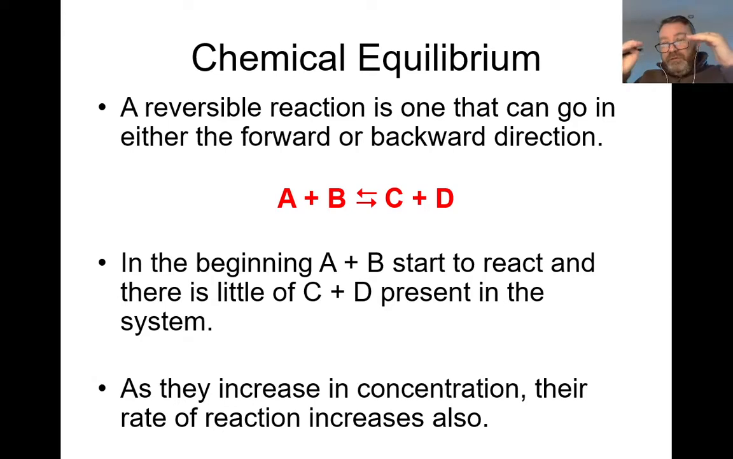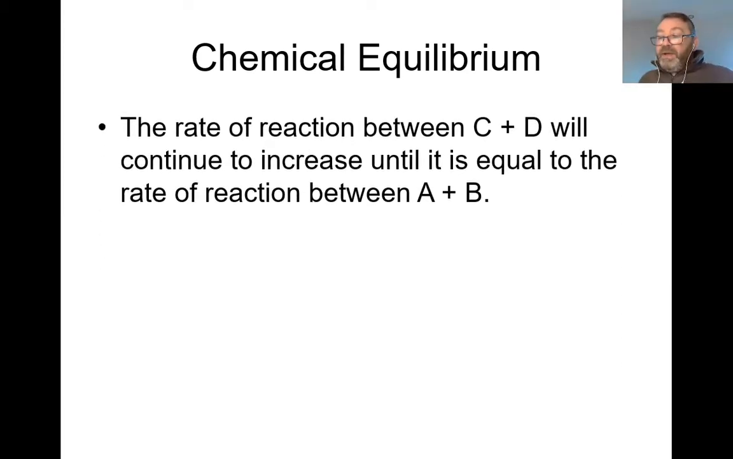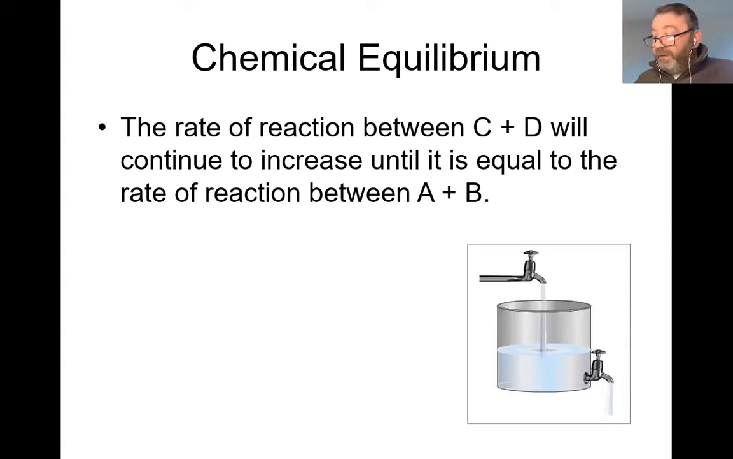And once they reach those concentrations where they appear to hang, that's when we say in chemistry that they have reached a state of dynamic balance or dynamic equilibrium. Okay? The rate of the reaction between C and D will continue to increase until it's equal to the reaction rate of A plus B. Now it's very similar to this diagram here.